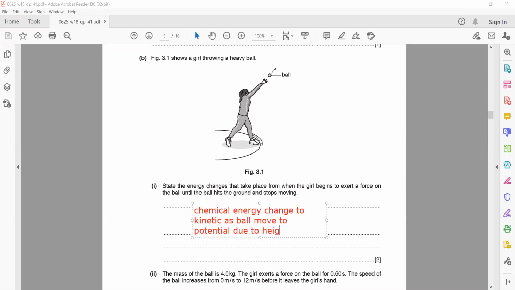As it comes down, the gravitational potential changes to kinetic. Then that kinetic energy changes when it hits the ground and stops, so that is converted into sound and internal energy.